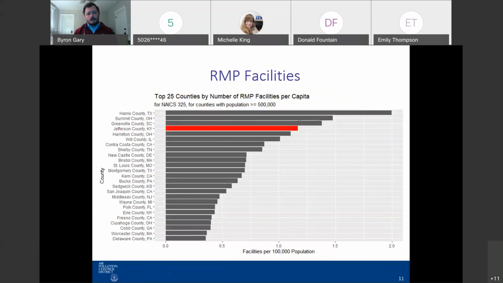And a little information comparing us to the rest of the country. We have the fourth most chemical manufacturing facilities per capita in the country as a county for decent sized cities. The reason for filtering for over 500,000 in population is there are one or two counties that have a single facility and say 5,000 people that really skew the results. But for areas which have a certain number of facilities or people, we're fourth in the nation behind Houston, Texas, Greenville, South Carolina, and Summit County, Ohio. I believe it's Toledo, but I always forget.